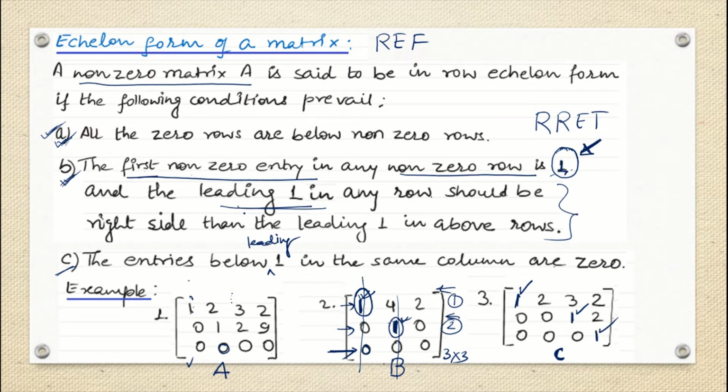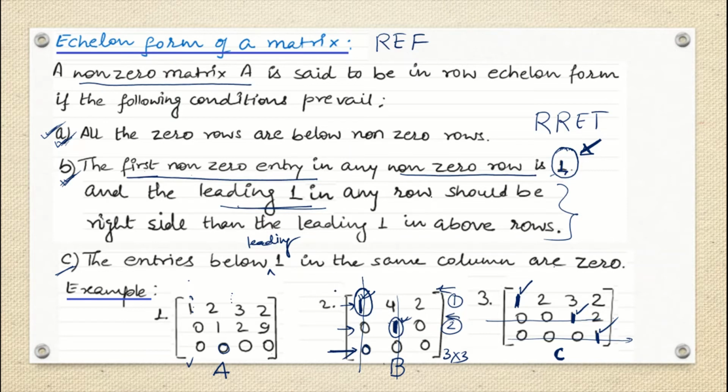Now the leading one in any row should be on the right side of the leading one in the row above. So in my second row, this is my leading one, and that should be on the right side of my previous leading one. Similarly, for my third row, the leading one should be on the right-hand side of my previous leading one. Fine. So all these three criteria get satisfied. Then we'll say that this matrix is in row echelon form.